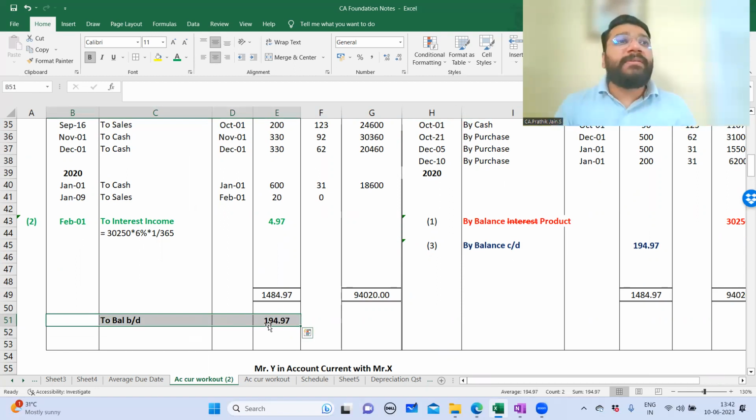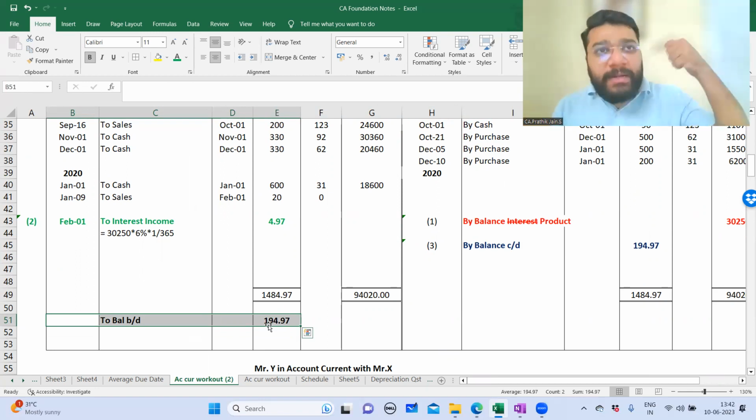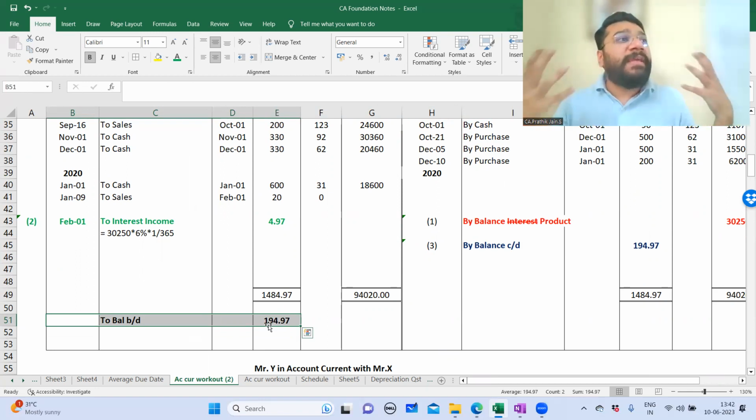So in both the methods, did we get the same answer or a different answer? Same answer. Whether you do the interest method, the simple method, or the product method, the ultimate answer is the same. What is the difference? In the simple method or interest method, the calculation is very tedious and very long, so it takes a lot of time. In the product method, the same thing can be done in a short way.